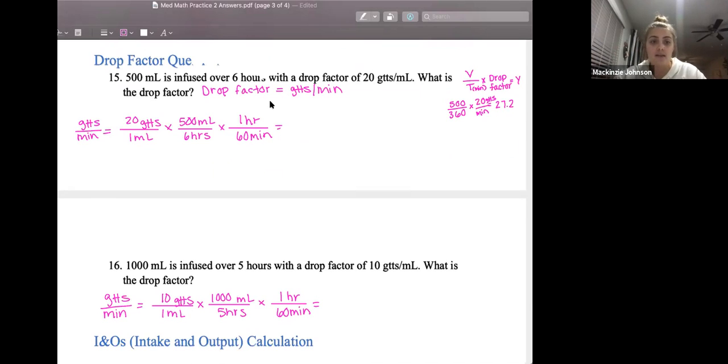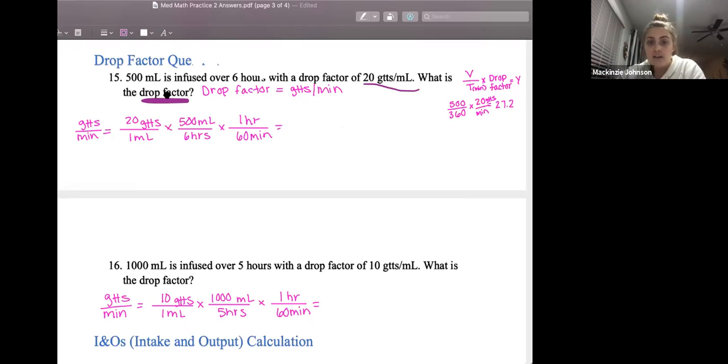This one says 500 milliliters is infused over 6 hours with a drop factor of 20 GTTS per milliliter. GTTS just means drops per milliliter, like out of a little vial or out of an IV pump. What is the drop factor? So the same thing, we're always going to start with what we're given and what we're looking for. So why does it do that?